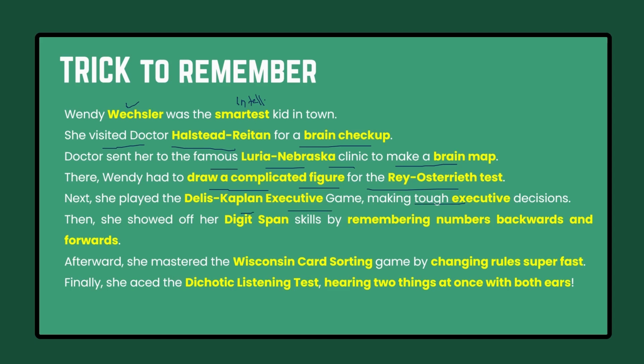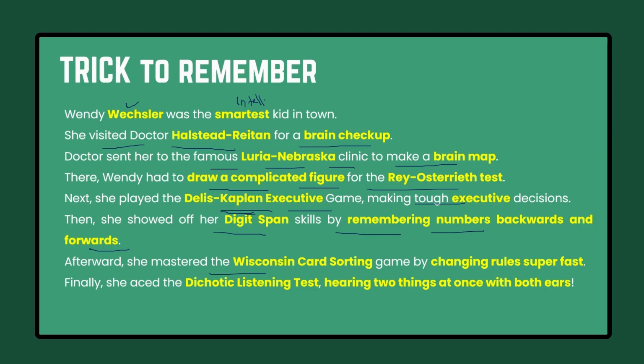Okay. Now she is asked to play a game. And what was the name of the game? Dallas Kaplan executive game, making tough executive decisions. Then she showed off her digit span skills by remembering numbers backwards and forward. So, Wendy, who has gone to the Luria, Nebraska clinic to get a brain map, has been given the Ray Ostrich test by drawing a very complicated figure. She has shown tough executive function by playing the Dallas Kaplan executive game. Then she shows off a digit span skill by remembering numbers backward and forward.